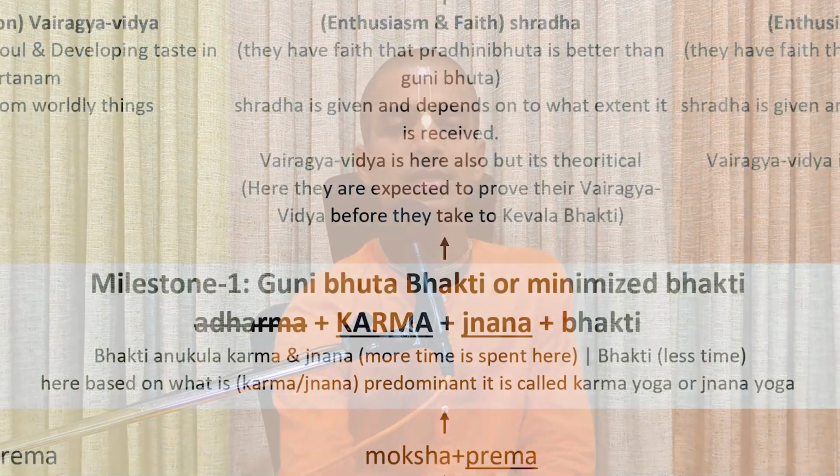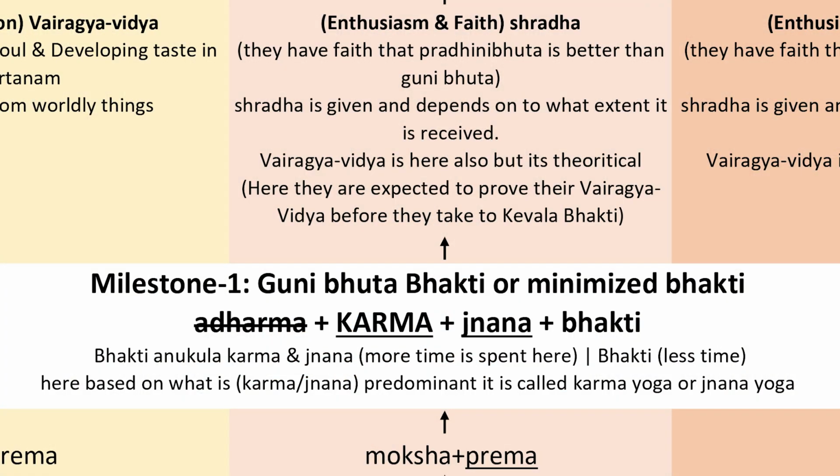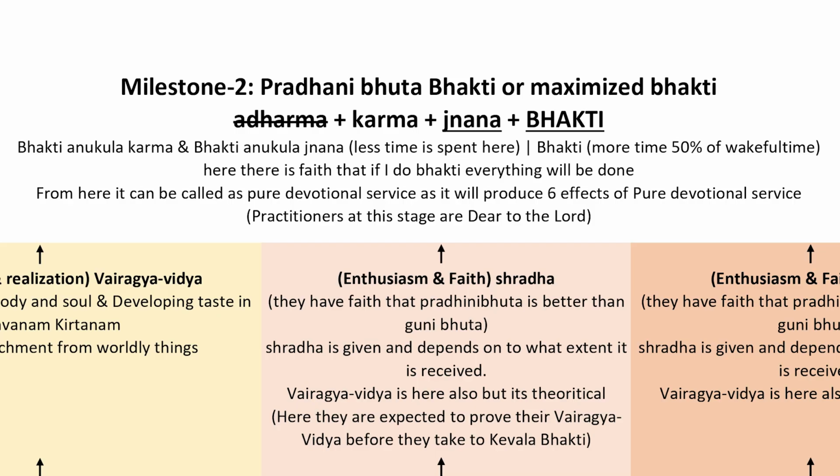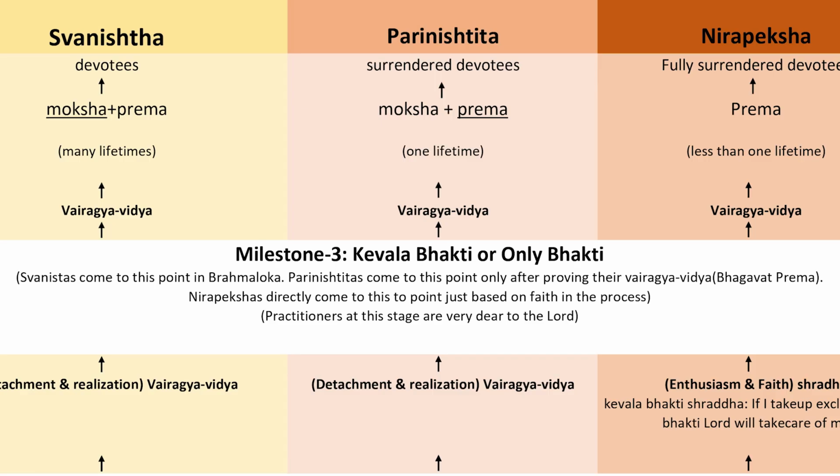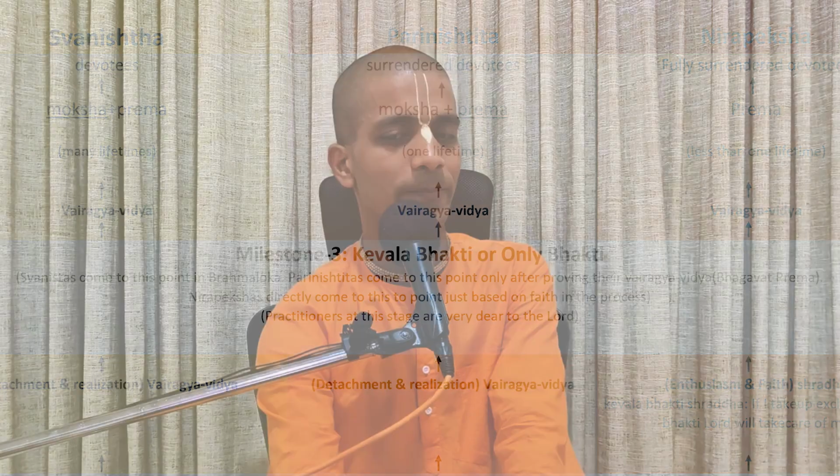Then we discussed three stages. Yes, we discussed the three stages, and in that we discussed the dropouts also. So now, when it comes to these three stages, here are the three stages. First, minimized bhakti or guni bhuta bhakti. Second, pradhani bhuta bhakti or maximized bhakti. And third is kevala bhakti or only bhakti.